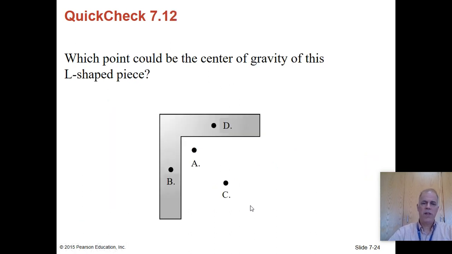And here we go. Where would the center of gravity of the L-shaped piece be? Make your best estimate. Here's the answer. There it is. And that's all we have. Okay, we'll go back to that one.